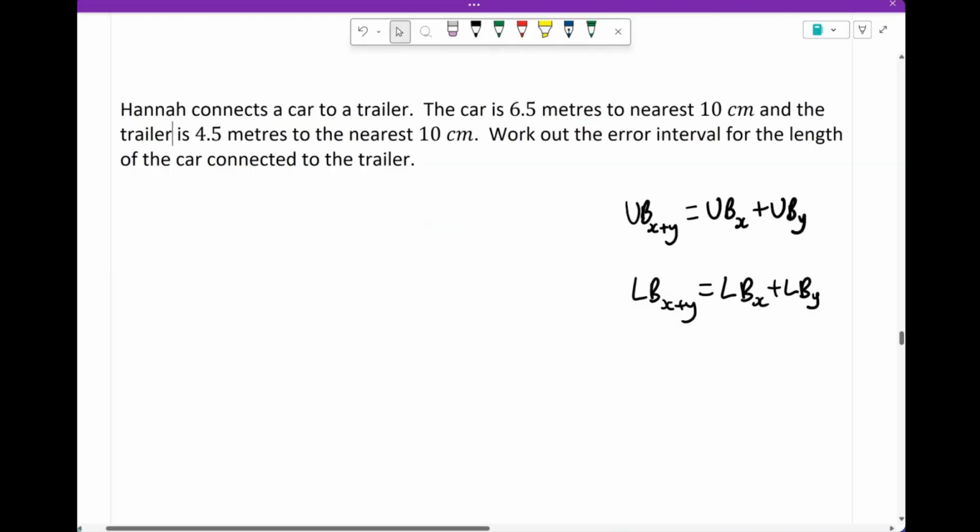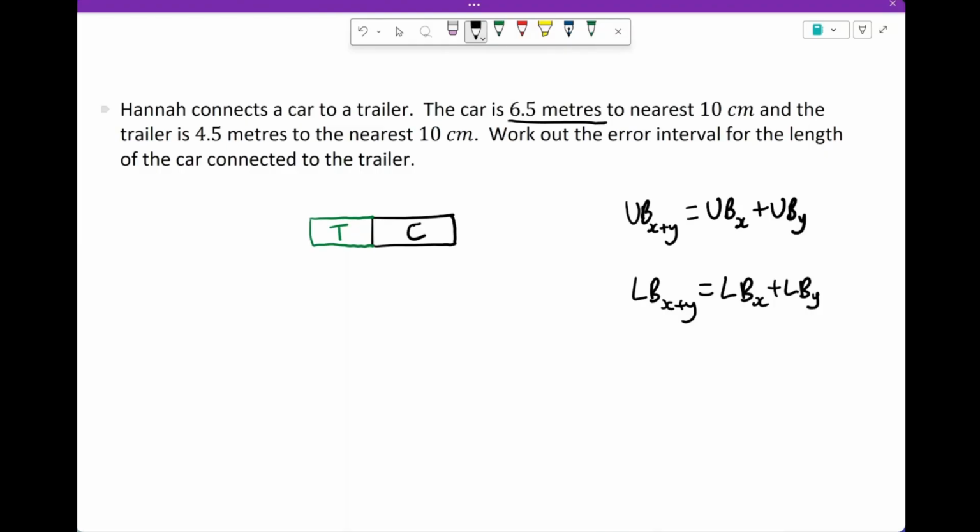So here's our question. It says Hannah connects a car to a trailer. So I'm just going to draw a picture to visualize. I'm going to draw my car, which I'll label C, and then the trailer, assuming it's perfectly connected to the car, it should start straight away from there, and then I'm going to call that T. Now it says the car is 6.5 meters to the nearest 10 centimeters. So this is already telling me this is a bounds question because I've been given a value that's already been rounded to a degree of accuracy, which in this case is 10 centimeters. And then it says the trailer is 4.5 meters to the nearest 10 centimeters. So that has also been rounded. It says work out the error interval for the length of the car connected to the trailer.